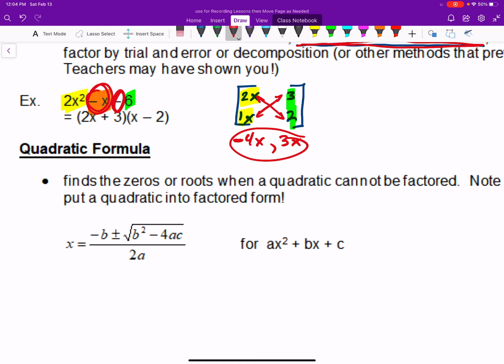So backtracking, the negative 4x came from doing the 2 times 2. So if I make the 2 negative, then that would give me negative 4x, and that's going to make everything work out. That means the 3 has to be positive. So if I read sideways, this would be one factor, which would be 2x plus 3. And this would be x minus 2.